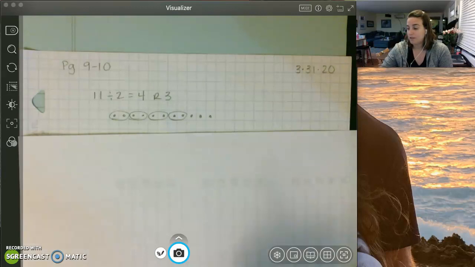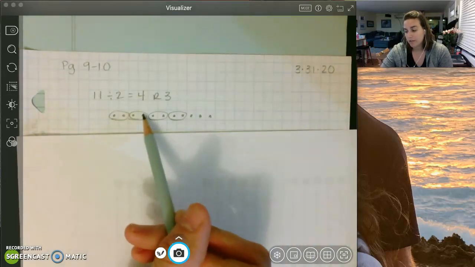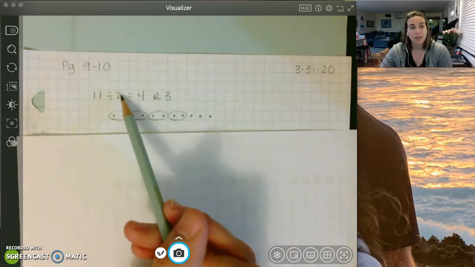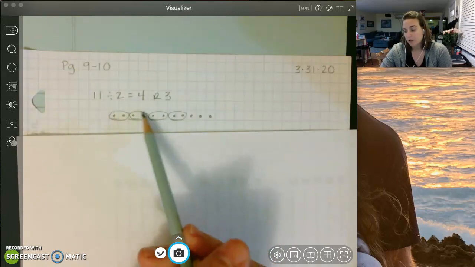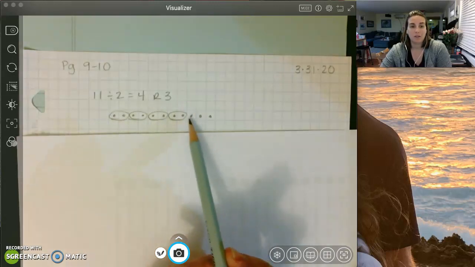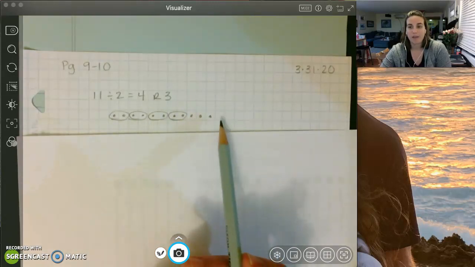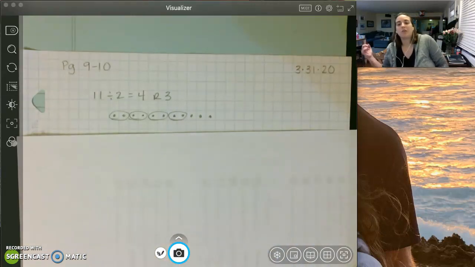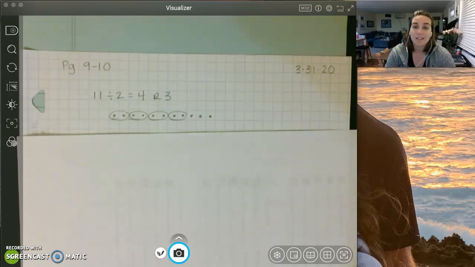What we did is we wrote out our 11 dots, right? And then it's divided by 2, so I started circling groups of 2. What do you notice about the end here? We want to decide if this division is correct or not. So how many dots are left over? I can look and see that there are 3 dots left over. Can we make another group of 2 out of those 3 dots?